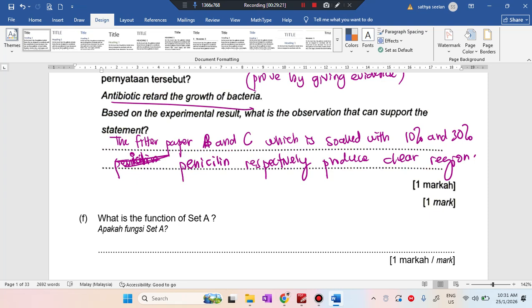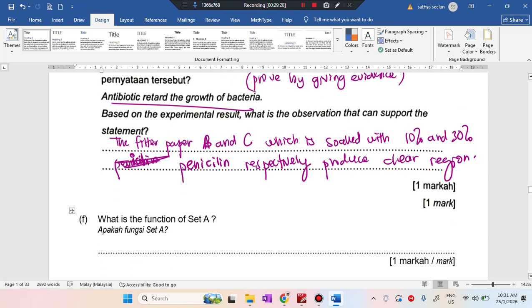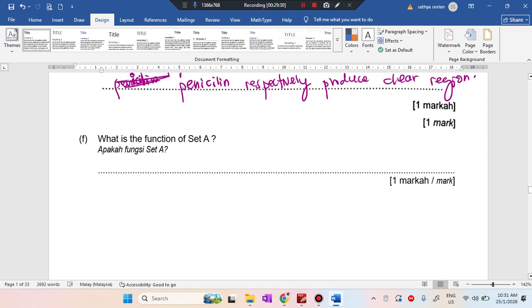Okay, what is the function of set A? Act as a control set. I told you just now. If you didn't put any manipulated variable there, that set is known as control set. So act as control set.